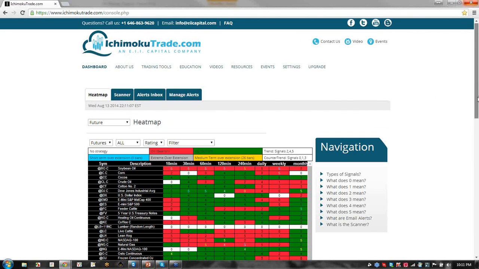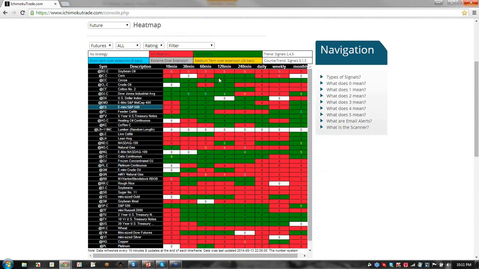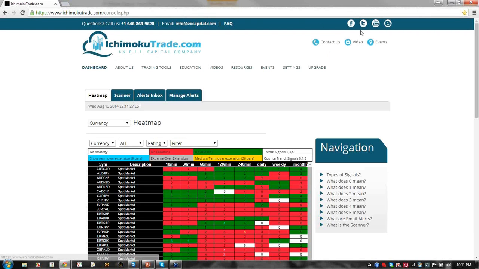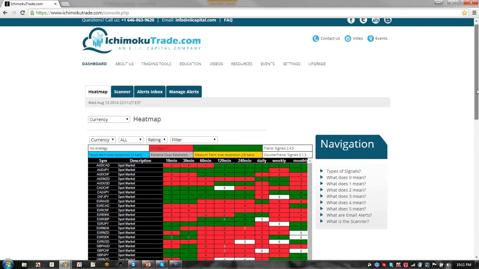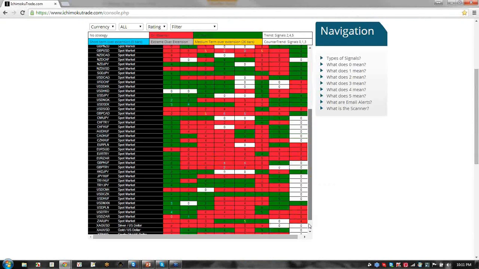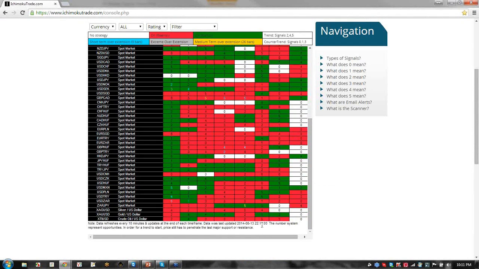Okay? Now, one of the things is if you scroll downwards, notice here, this is when it was last updated. Everyone see that? Yes? Okay? If you go to currencies, scroll down. This will tell you the last date timestamp. Everyone see that? Now, if you want to get the current values, you have to refresh your browser. Everyone understand that?